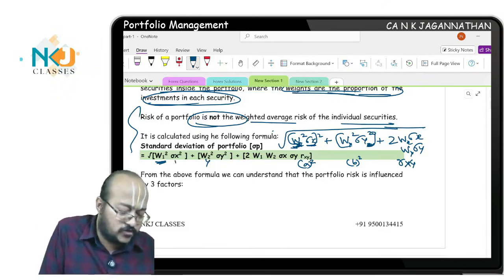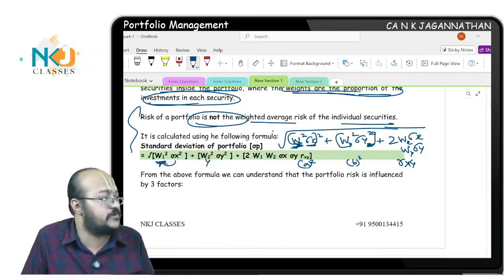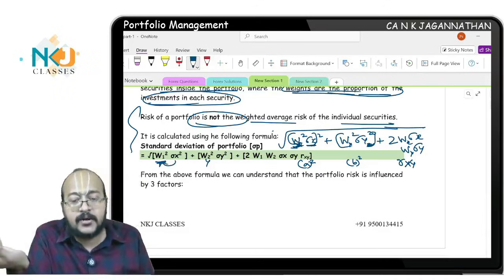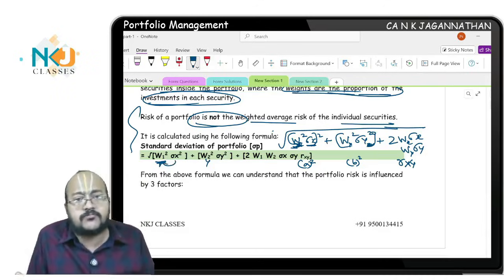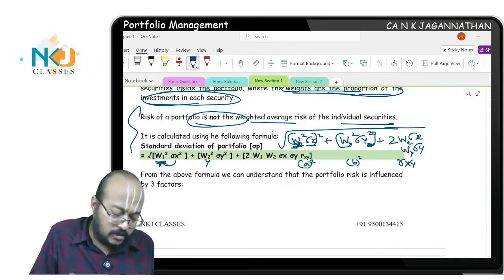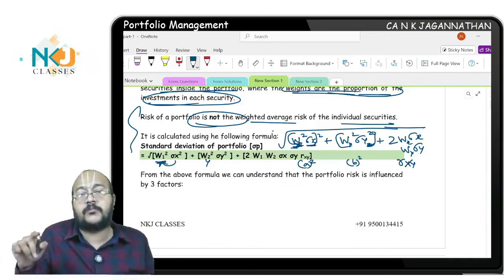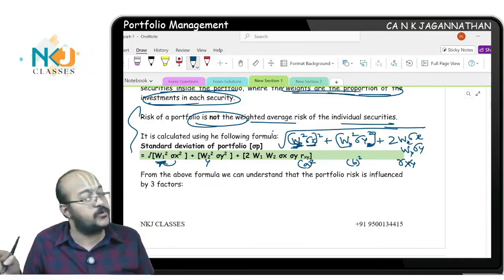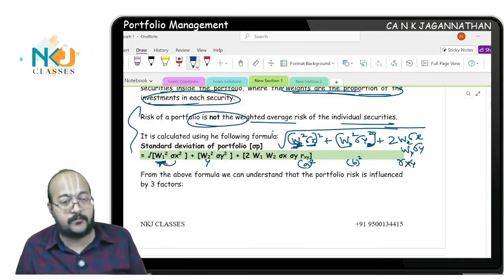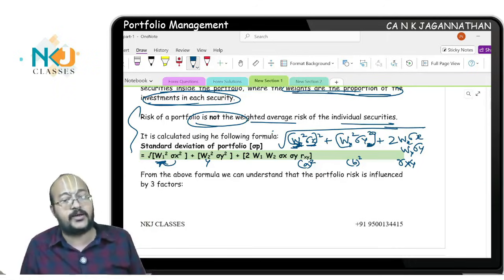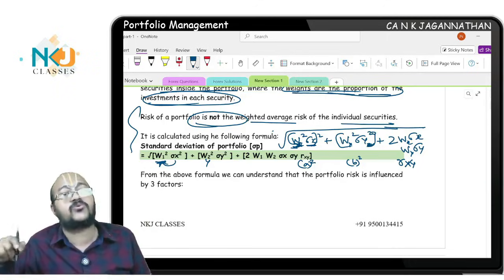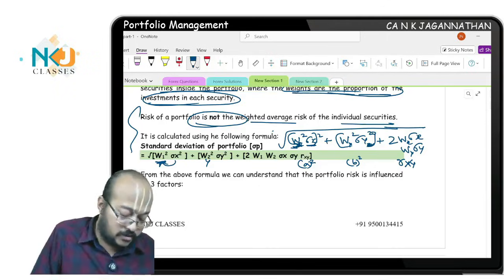Which means what is the weightage of x? It is understood to be as w. Sometimes it may be security m and n. In that case it becomes wm or wn. Are you understanding? So square root of wx square sigma x square plus wy square sigma y square plus 2 into wx wy sigma x sigma y into correlation of x and y.